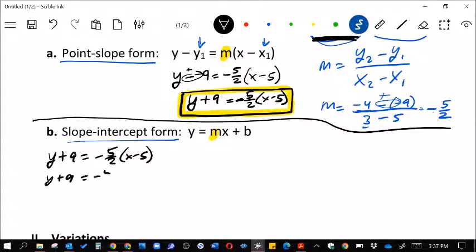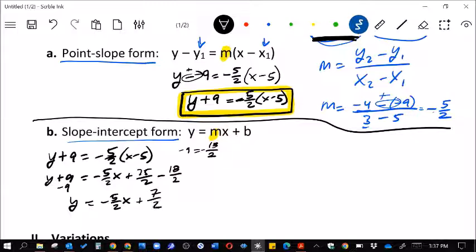y plus 9 equals -5/2x plus 25/2. I'm going to subtract 9. And over here, I want to subtract 9, but it actually has to have a 2 denominator, so I'm going to have to make it -18/2, or subtracting 18/2. So we get y is equal to -5/2x, and 25 take away 18 would be, what, 7? Yes, 7. 25 take away 18 is 7. So it's going to be plus 7/2.